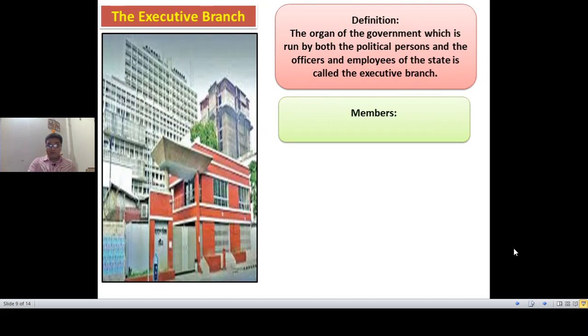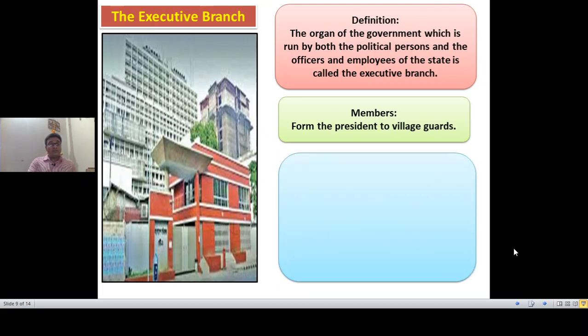Next thing is members. So who are the members of the executive branch? From the president to village guards. Basically, in executive branch, we can see two types of people. One is elected people and another is selected people. Okay, president, prime minister, ministers, all are the elected persons, and the officers, employees of the government are the selected persons. Okay, so they are the members of the executive branch of our government.